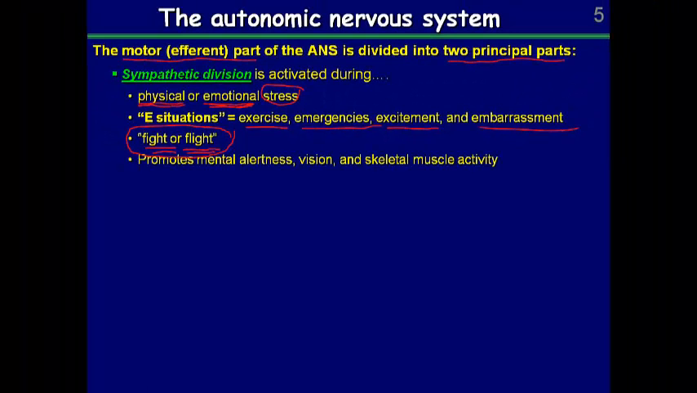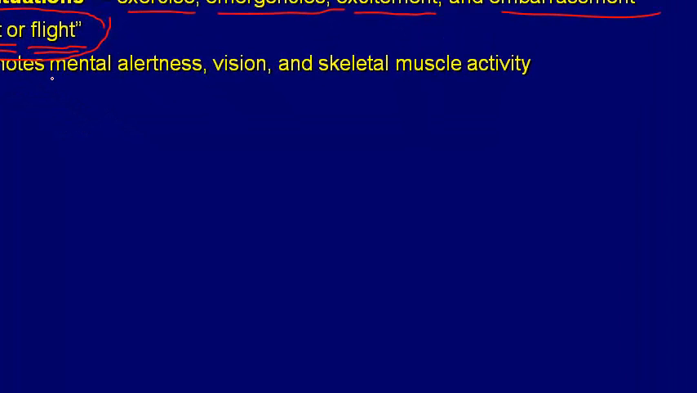Why do we have these responses? Well, one is to promote mental alertness. Again, helps us deal with stress. Promotes vision. So we're going to look at the fact that our pupils dilate using sympathetic neurons so you can take in more of your environment. And promotes skeletal muscle activity. So we're going to increase blood flow to skeletal muscles, and a really important response is to free up energy for skeletal muscle activity. So we're going to free up glucose, increase blood sugar levels. We're going to break down fat to release energy. So in order to deal with stress, you need energy.